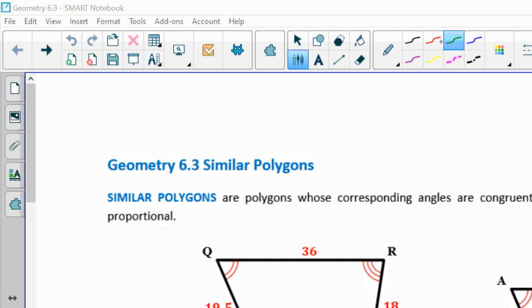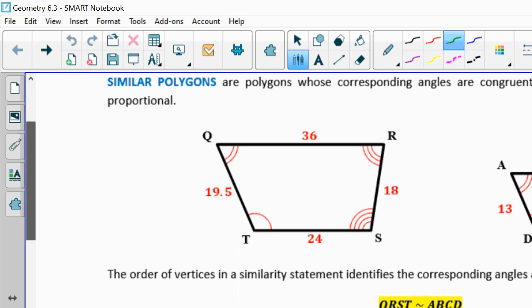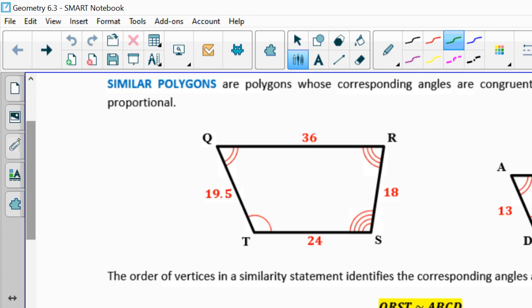So here we have QRST and ABCD. The order of vertices in a similarity statement identifies the corresponding angles and sides. So this statement, QRST is similar to ABCD. That is our symbol for similar, the little squiggly line.